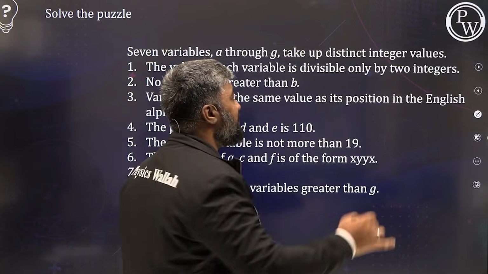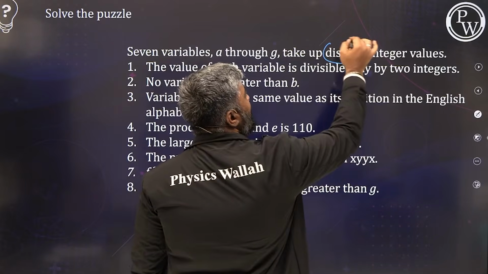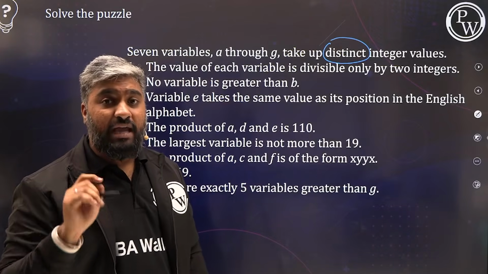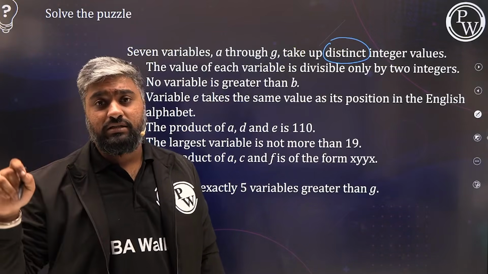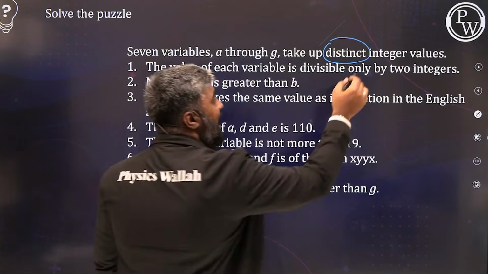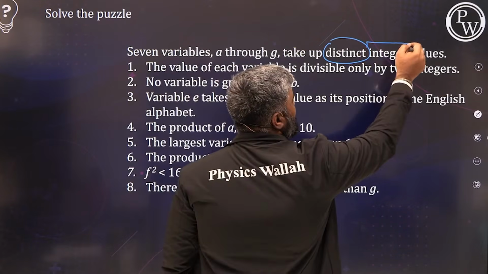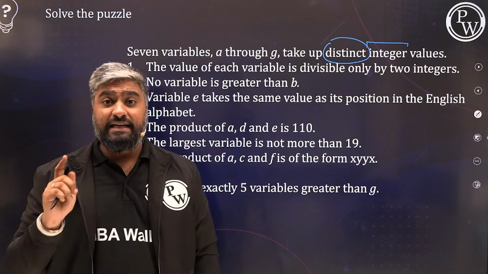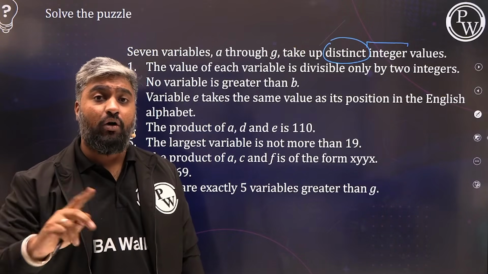They take up distinct. One thing is what? They are distinct. Distinct matlab kya? No two values could be same. Every value of the variables would be unique. Okay. And they are all what? Integers, which means no decimals, no fractions. Cool. Now, keep in mind, guys, integers could also be positive or negative.